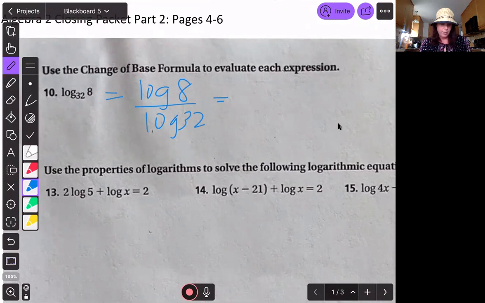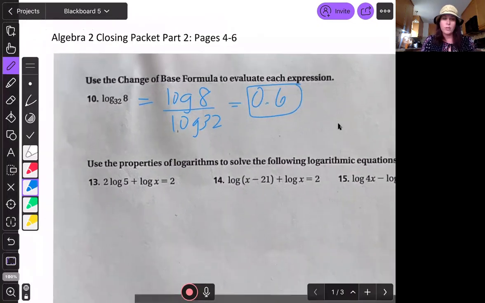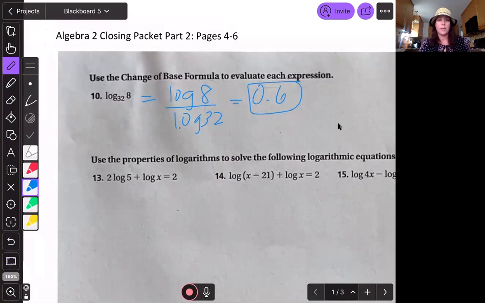Now, if you have a newer calculator, you can go to Alpha Window. I don't know if you can see that, it's backwards. Alpha Window, and you can go to number 5, log base, and that'll give you the log of any base that you want, not just base 10, and it gives you 0.6. So 0.6 is the answer. If you have an older calculator, you'll have to use the change of base formula.